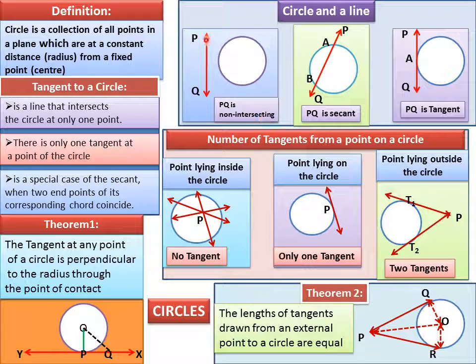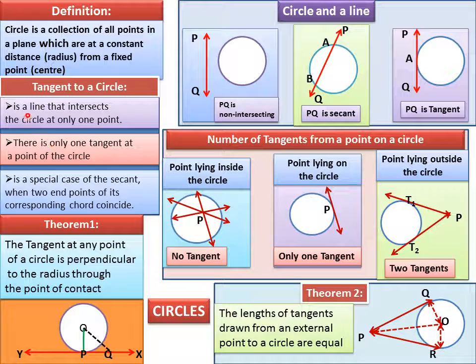But here in the first case, you can see the line PQ is non-intersecting. It is not at all touching the circle. So just to differentiate, it is shown in 3 different cases. A line PQ that is not intersecting the circle; in the case of a secant, PQ is called a secant because it intersects the circle at 2 points; whereas the line PQ here intersects at just a single point, which is called a tangent.